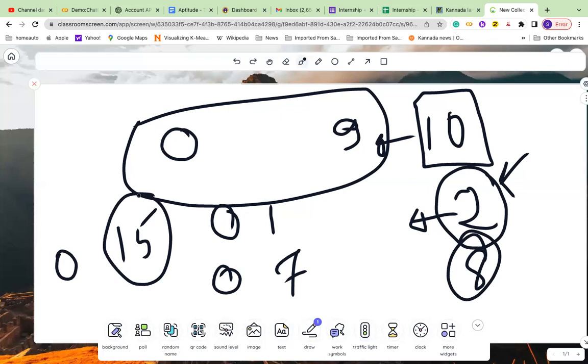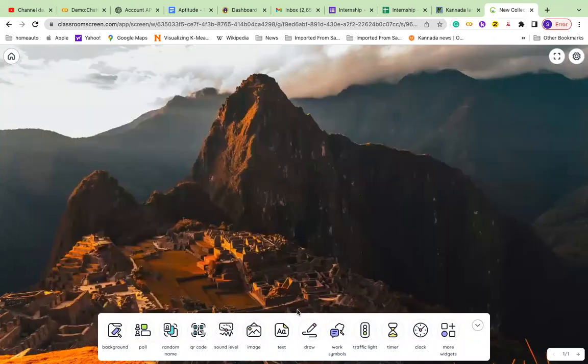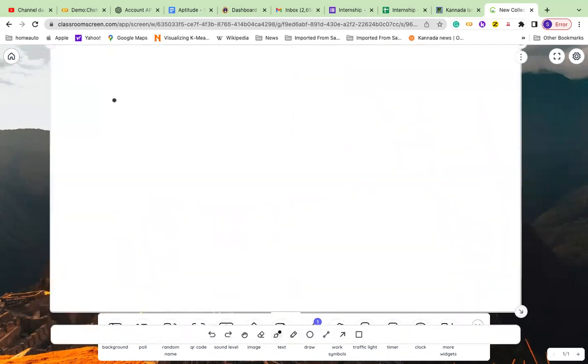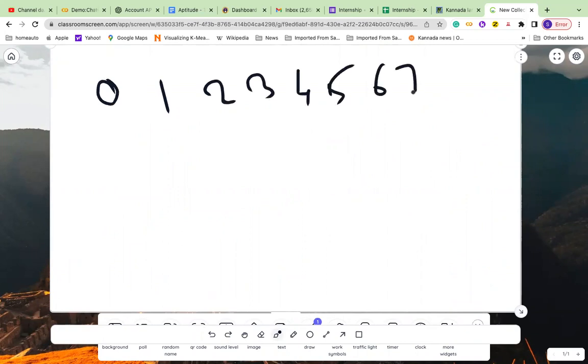They won't be writing 15, because if I write 15, it consists of 1 and 5, so that is not possible. Each digit should be unique. If I write 0 to 15, some are not unique, correct? So let me write that. If I write 0, 1, 2, 3, 4, 5, 6, 7, 8, 9, up to this it is unique. But when I say 10, it is not unique, because it is 1 and 0.